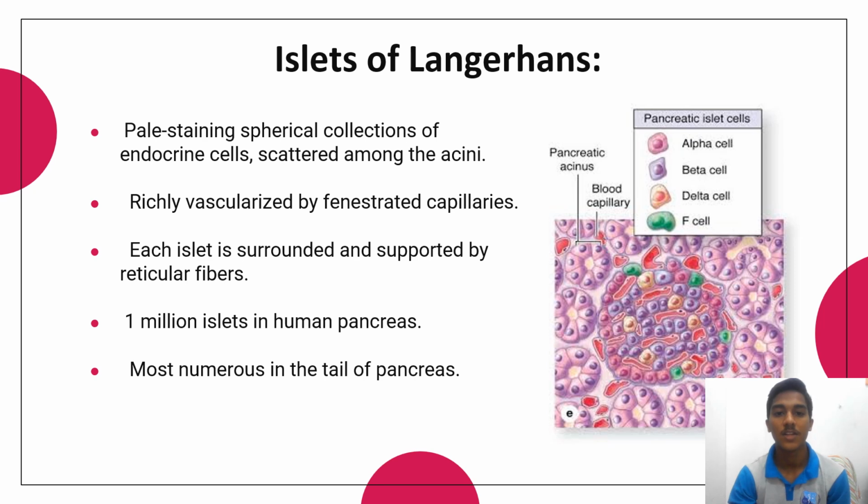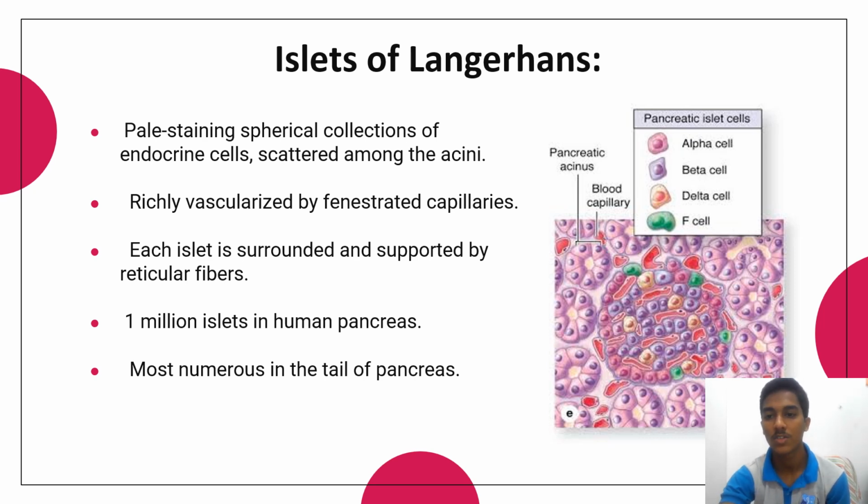They are pale staining spherical collections of endocrine cells scattered among the acini. They are richly vascularized by fenestrated capillaries. Each islet is surrounded and supported by reticular fibers. About 1 million islets are present in the human pancreas. They are most numerous in the tail part of the pancreas.